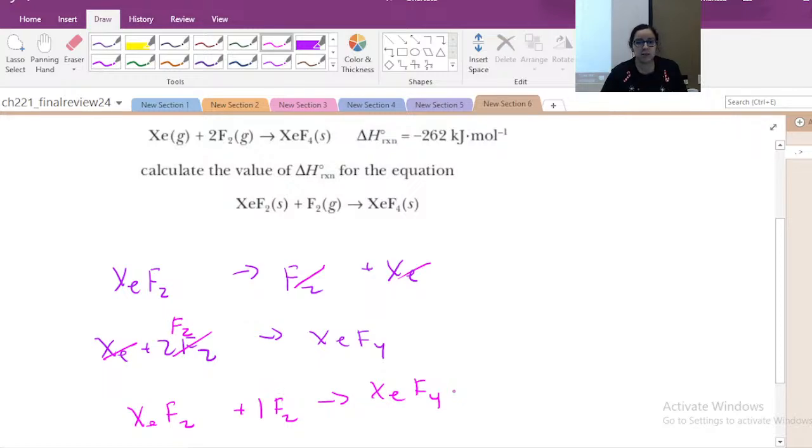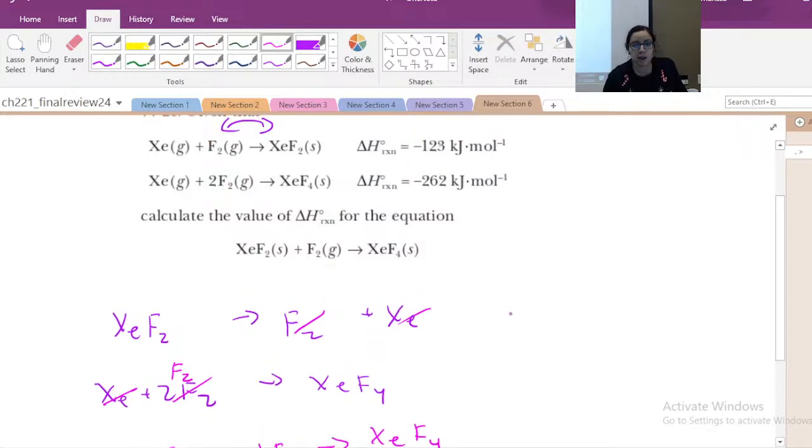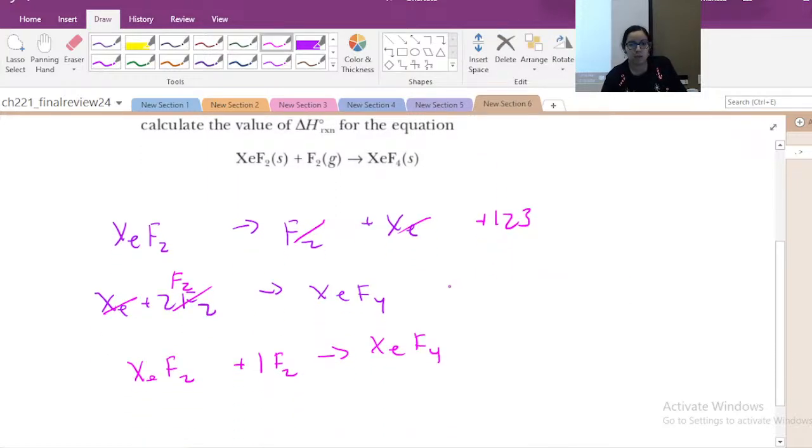Oh, and then what's the math on that one? So we said we had to flip that equation. So that would give us positive 123 plus negative 262. So what's our change in enthalpy for this one? Negative 139. So negative 139 kilojoules, that sounds good. And I see that in the chat. That one was a little easier, but.